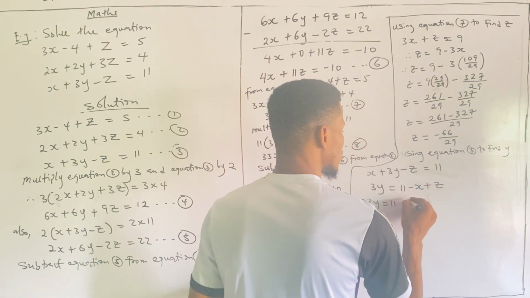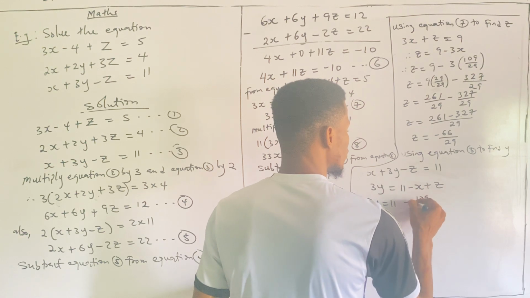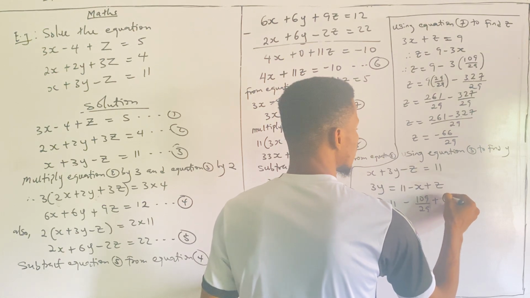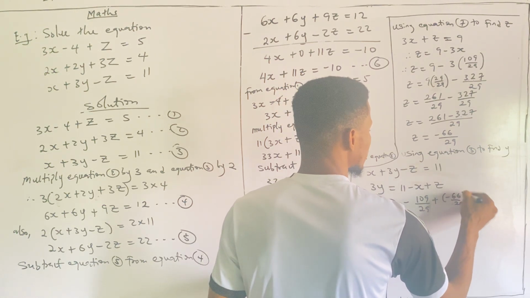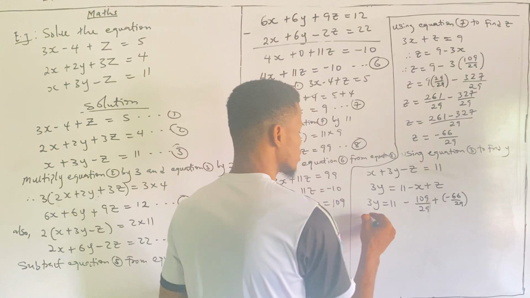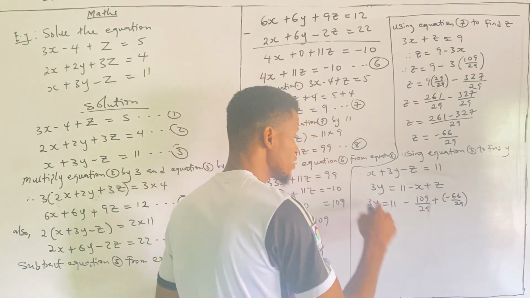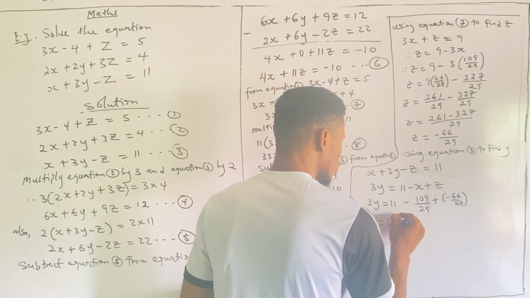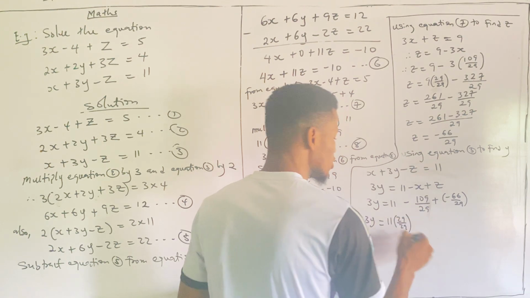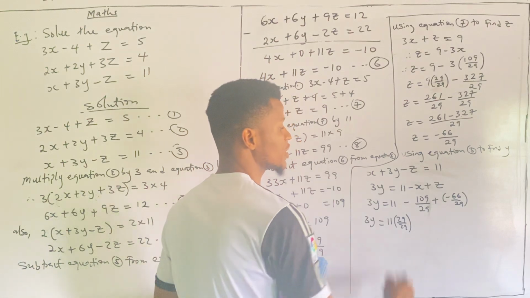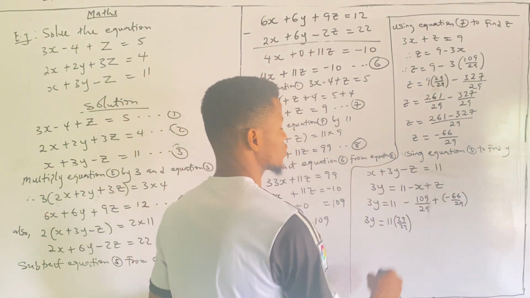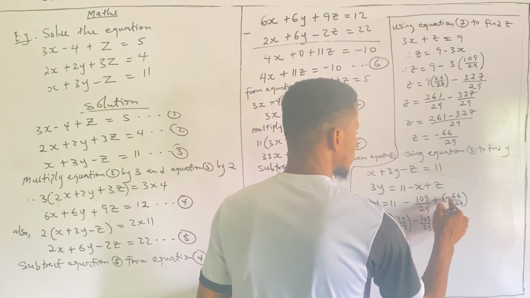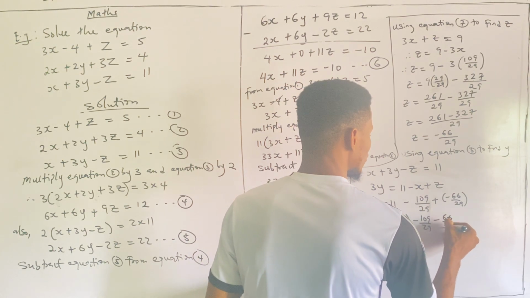Our x is 109 over 29, plus our z, which is minus 66 over 29. So we can make 3y equal, we can make 11 to be 29 over 29. So we can make it a fraction with a denominator of 29, so we can easily add the numerators. So minus 109 over 29 plus minus 66 over 29.